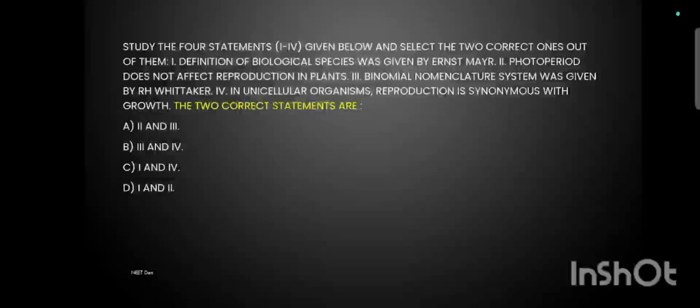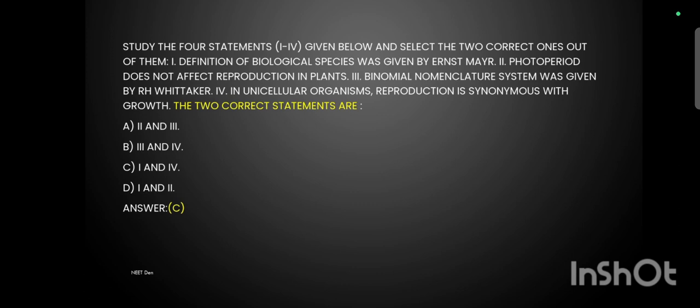Question: you have to find two correct statements amongst the four statements that are given. First statement is, definition of biological species was given by Ernst Mayr. Statement 2 is, photoperiod does not affect reproduction in plants. Statement 3 is, binomial nomenclature system was given by R.H. Whittaker. Statement 4 is, in unicellular organisms, reproduction is synonymous with growth. So two correct statements out of these four statements are option C, that is statement 1 and statement 4.